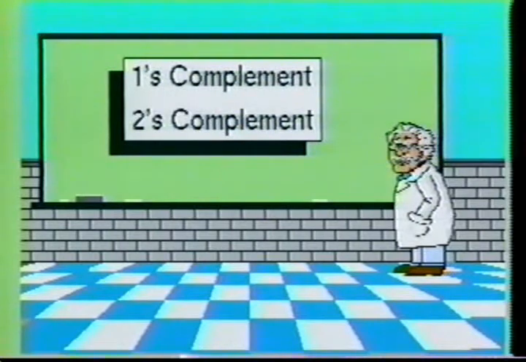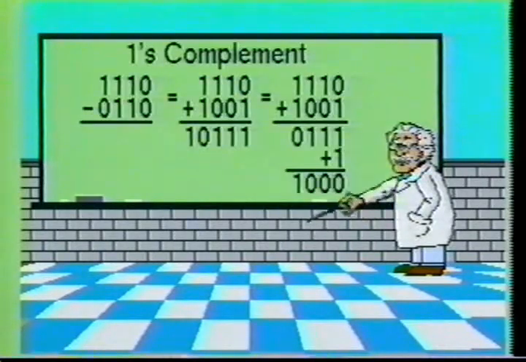There are two types of complement numbers, 1's complement and 2's complement. To find the 1's complement of a number, you simply find the complement of the subtrahend, then add the complemented subtrahend to the minuend. Then you add the carry 1 to the least significant bit of the sum. This method is used by digital circuits for subtracting binary numbers.